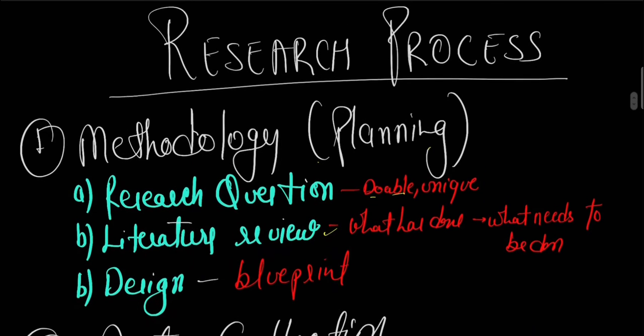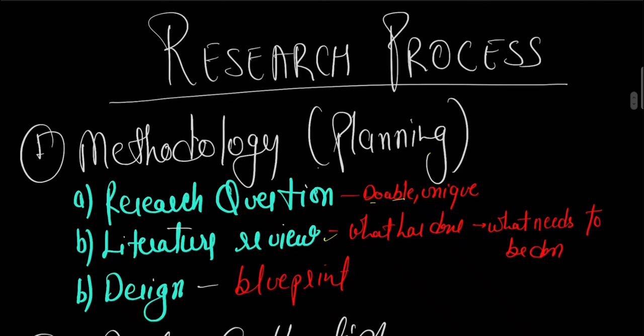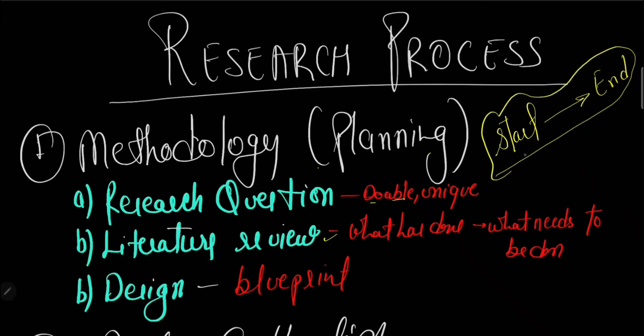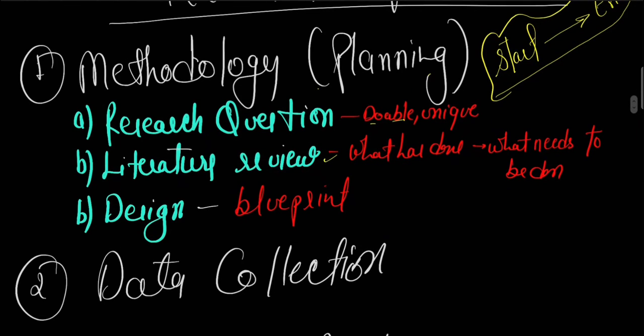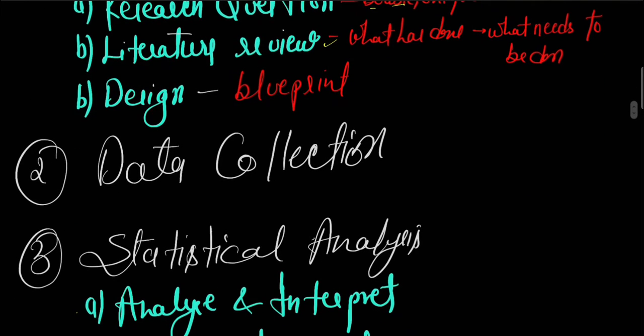Okay, research process. It's like a stepwise method to do the research. It's like how we start something and how to reach the end. The whole set of steps comes under the research process. It's divided broadly into three phases. First phase, methodology or planning. Second is data collection. Third is statistical analysis.